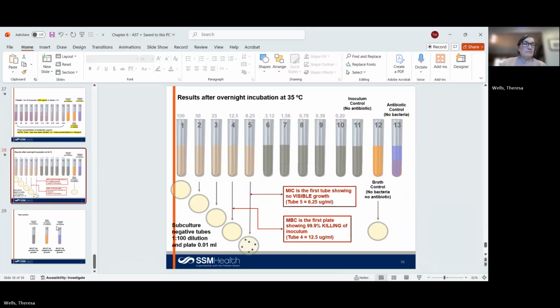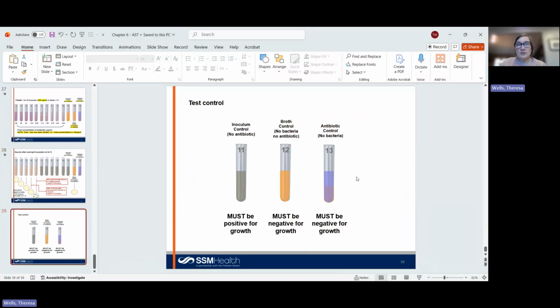Additionally, these 3 controls are necessary to make sure that you can actually call it a valid test. Okay. So I will resend this to you with the corrections so that hopefully it'll make more sense when you go back and review that information.